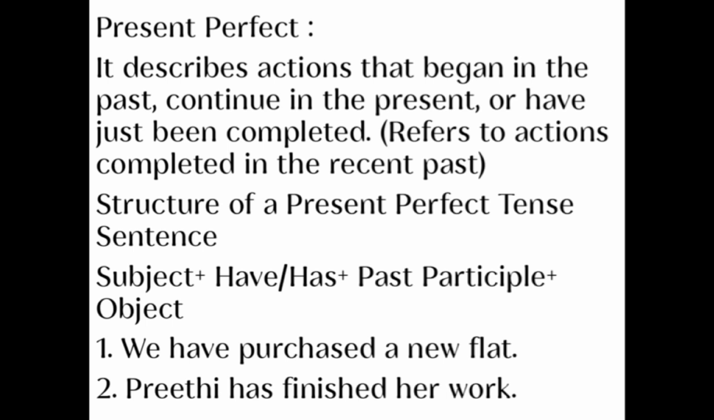Structure of a present perfect tense. It includes subject plus have or has plus past participle plus object. We have purchased a new flat. The flat is already purchased. It is describing the past. Preeti has finished her work. So this is also describing the past.